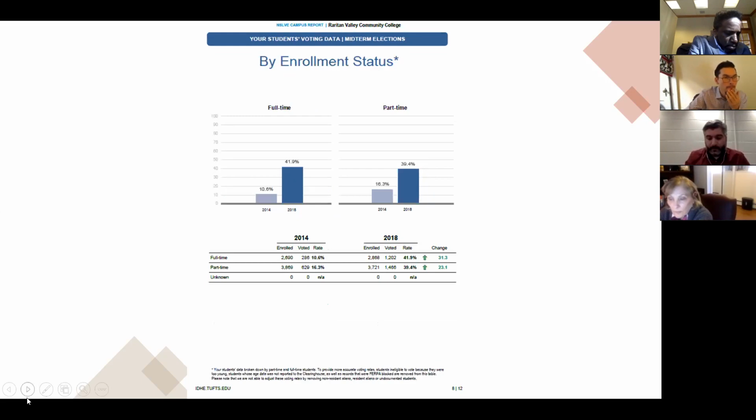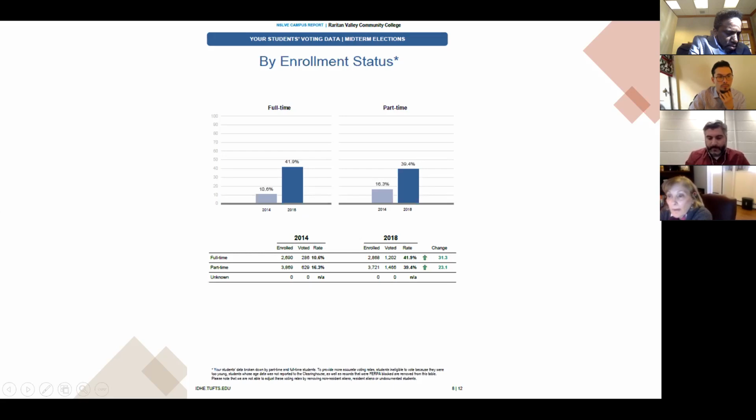And again, this is based on our enrollment status. At Raritan Valley right now, from what I understand, we have many more part-time students than full-time, because we're a community college, a 2-year institution, and students often come here as a stepping stone for their 4-year institution, or to get certifications for whatever career path they're getting into.